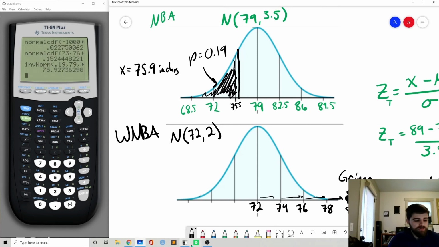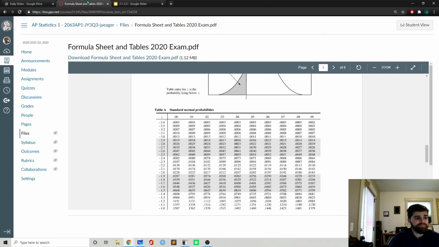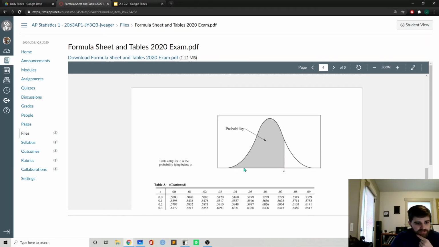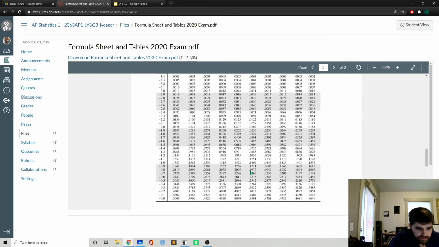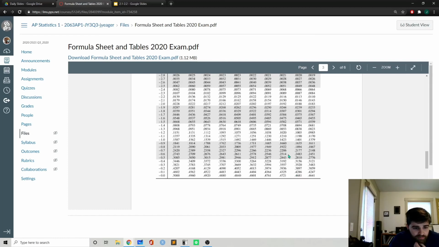So whether we're trying to figure out what proportion lies in a certain interval with normal CDF, or we're trying to figure out what X value would give us a certain proportion, we can use our calculator to really quickly get to those answers. We could have also used table A for this. I'd have to look through here and find 0.19. Okay, here we go. 0.19 is somewhere between negative 0.87 and negative 0.85.